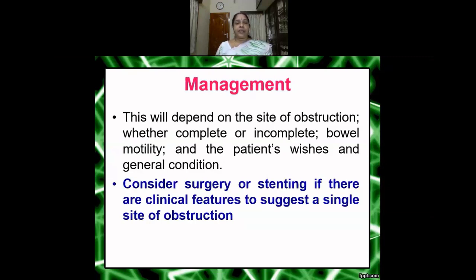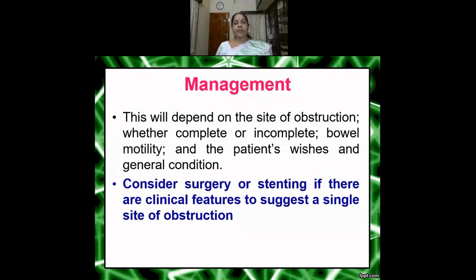Management of the intestinal obstruction. This will depend upon the site of obstruction, and also upon whether the obstruction is complete or incomplete, or partial, and on bowel motility, the patient's wish and the general condition. So the management is based upon various factors such as these. Consider surgery or stenting if there are clinical features to suggest a single site of obstruction. So you can opt for performing surgery in the patient if there is a single obstruction.